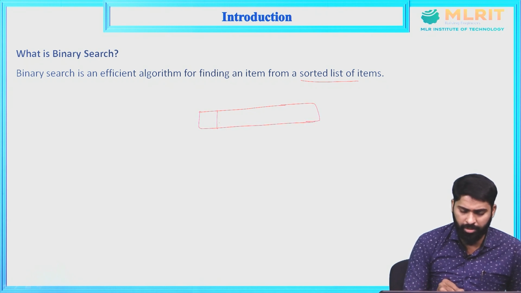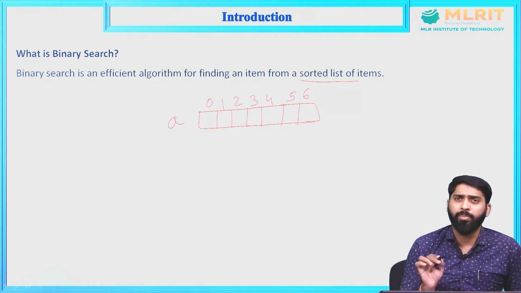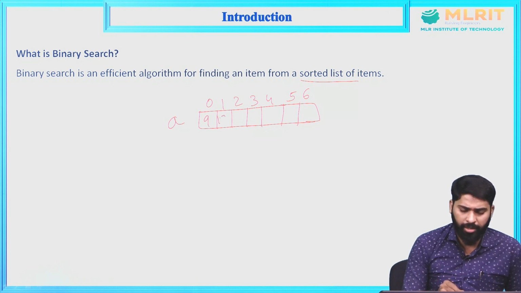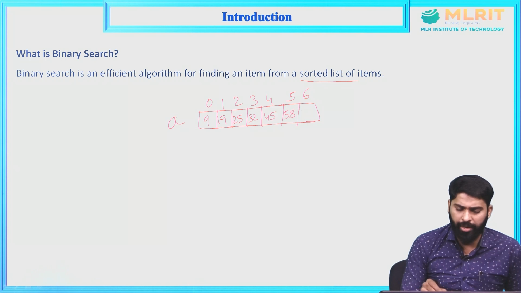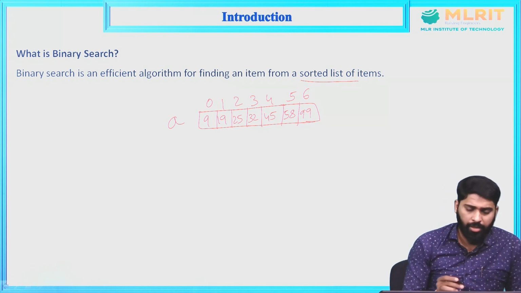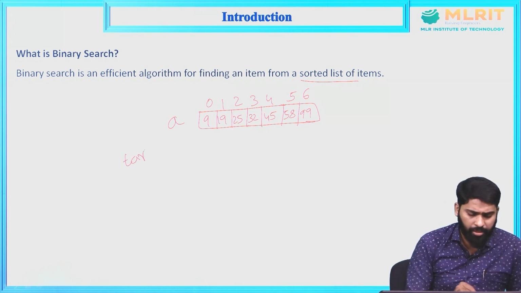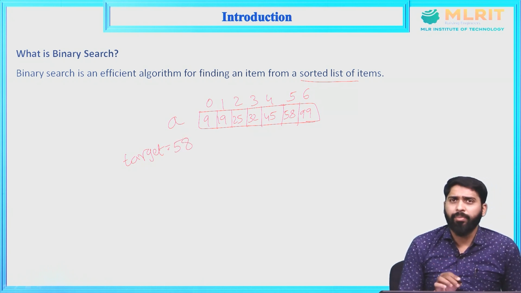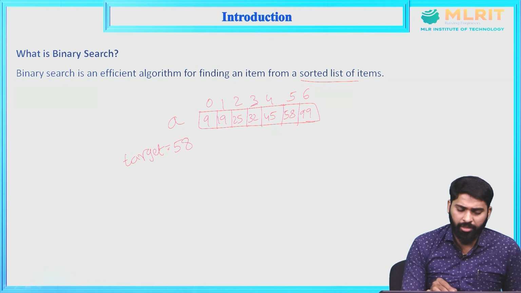Let us assume this is the array, and it contains 7 elements, with indices 0, 1, 2, 3, 4, 5, 6. This is the array name A. Here the input must be in sorted order: 9, 19, 25, 32, 45, 58, 99. Now let us assume the target is 58. Every time, the 58 is compared with the mid element. Here the mid value is 32. Now I compare 58 with 32.